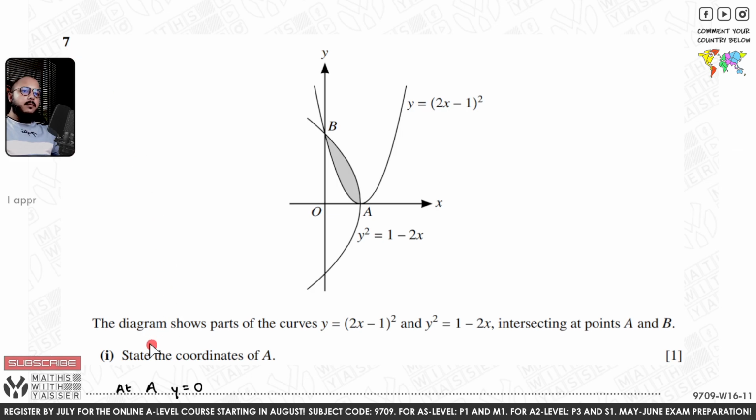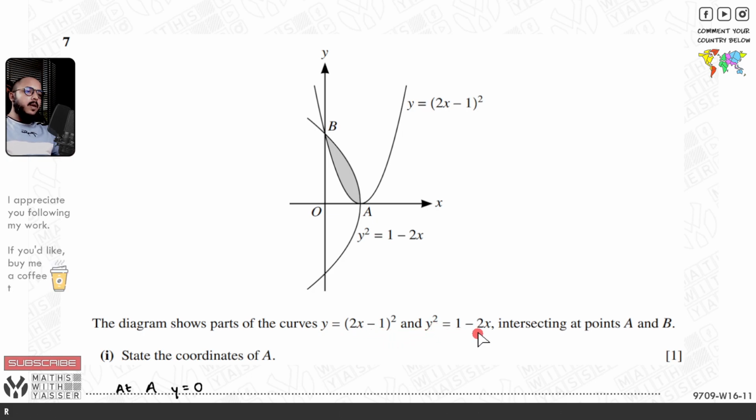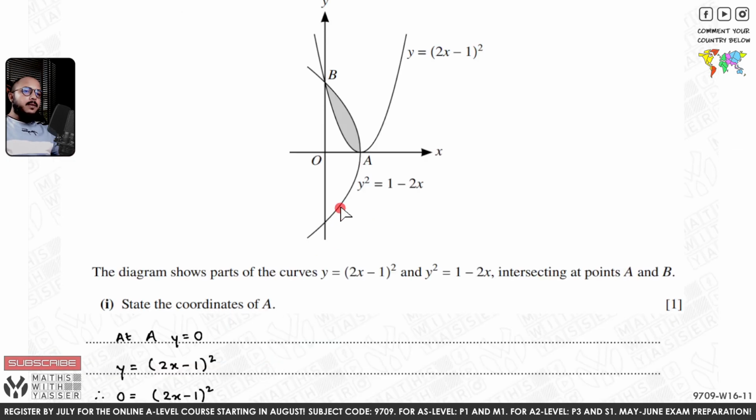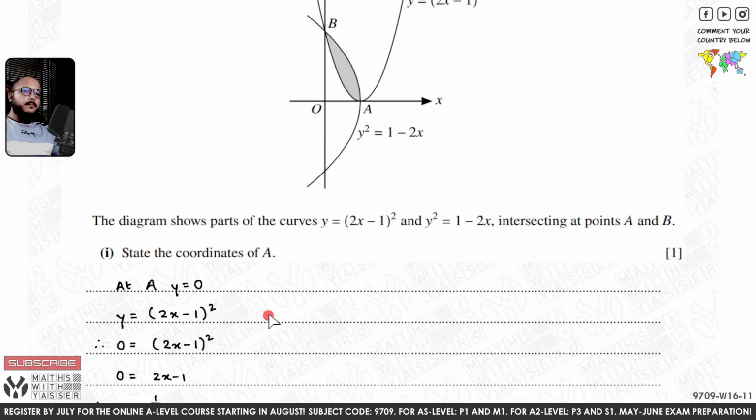Question number 7. The diagram shows part of the curves y equals (2x minus 1) whole square and y square equals 1 minus 2x, intersecting at points A and B. We need to state the coordinates of A. So what we can say for sure is that since A is on the x-axis, y must be 0. So at A, y equals 0. And let's use this equation to find the coordinate of A.